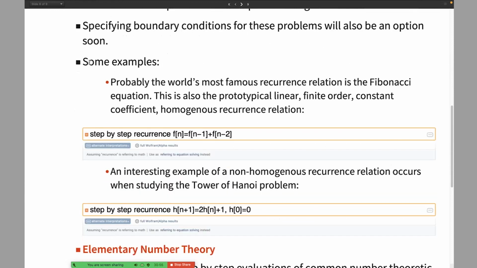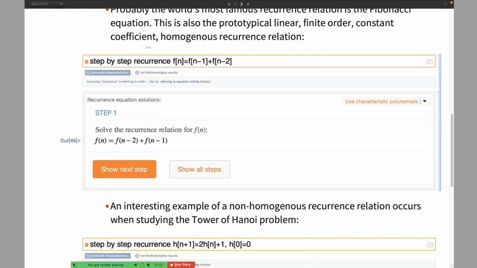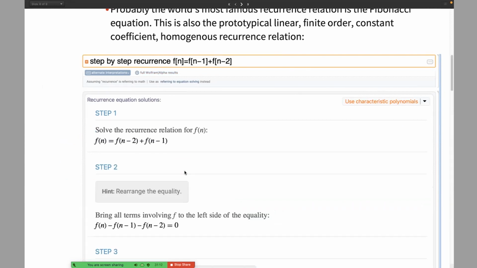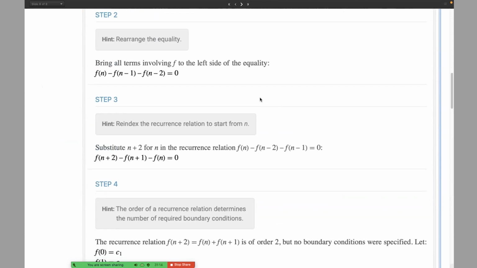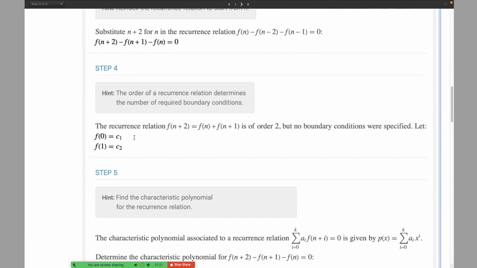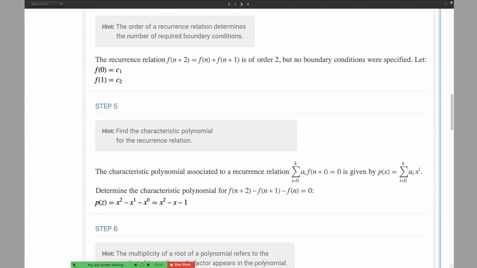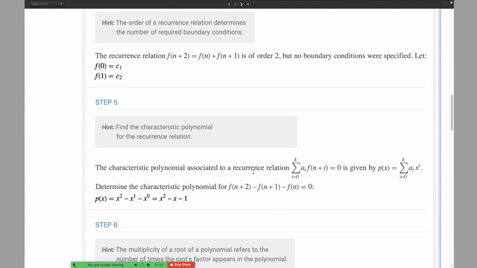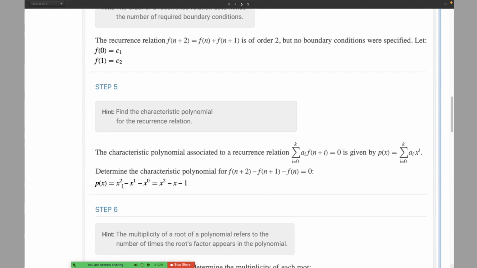Okay, so some examples. Probably the most famous recurrence relation, and the first one that students are introduced to, is the Fibonacci equation. We can now show how to find a solution to the Fibonacci equation using, let's say, the characteristic polynomial method. I don't want to go into the details of this method. It basically uses techniques from operator theory, but a student doesn't need to know that. They're just given a formula for a polynomial, which they can construct given the recurrence relation. And then it's enough to find the zeros of this polynomial.